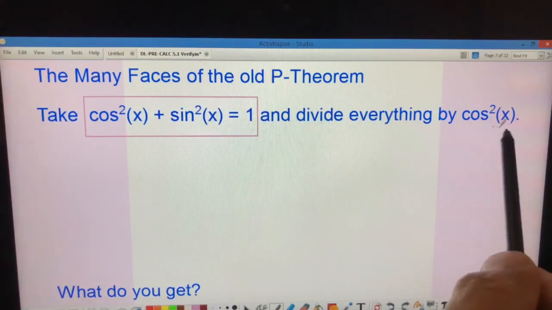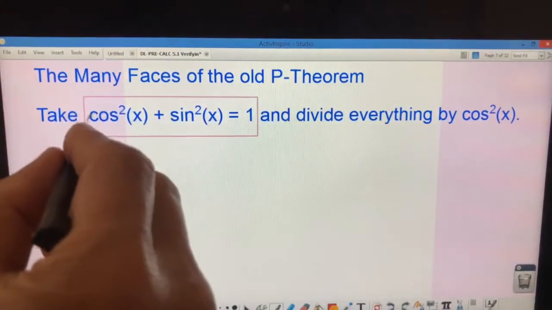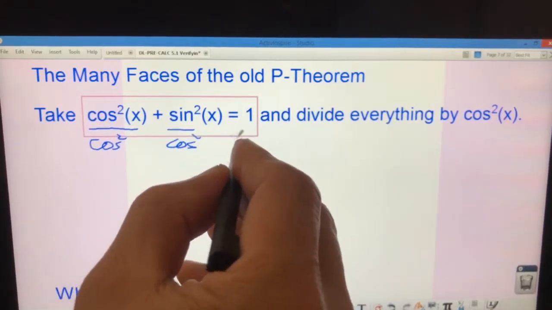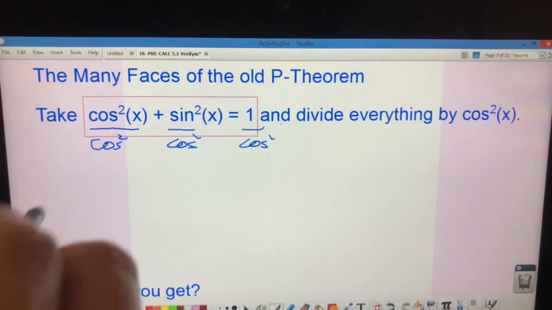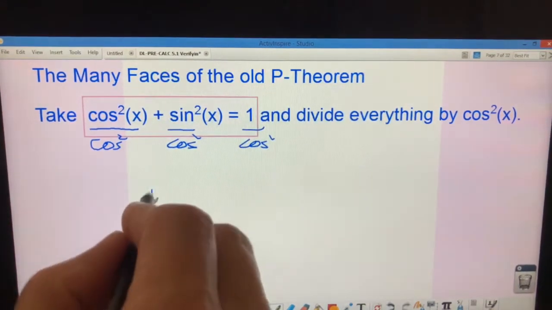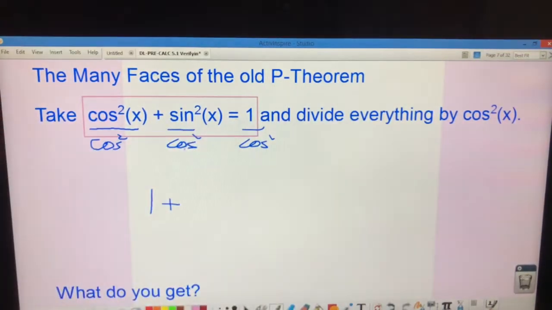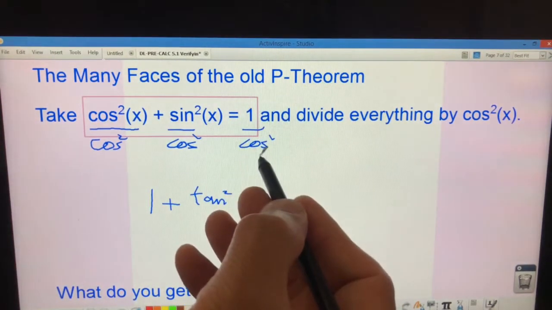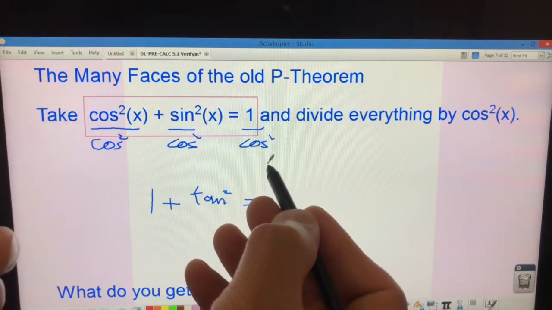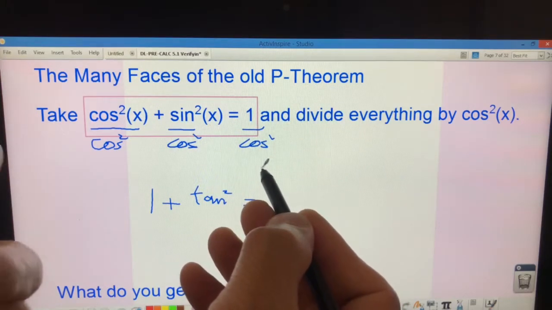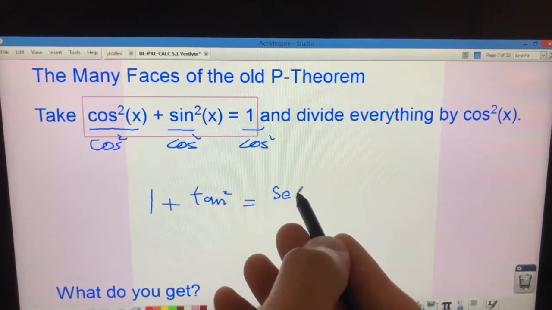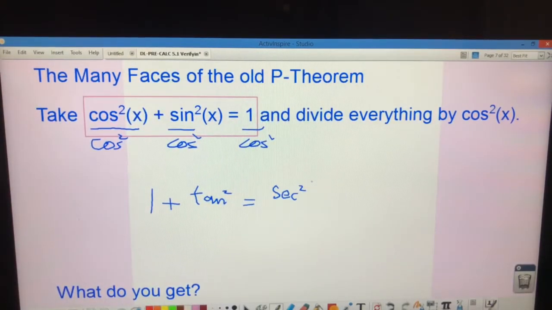First, I'm going to divide this whole thing, every single term, by cosine squared. So let's look at the Pythagorean theorem in that form. Cosine squared divided by cosine squared is 1. Now sine divided by cosine is going to be tangent squared. And then for 1 over cosine, the flip of a cosine, remember the cofunction? Cosine starts with the c. The cofunction of a function that starts with the c is going to start with the s. So I'll call it secant squared. So this is another form of the Pythagorean theorem. Okay? So that's how you write that form.